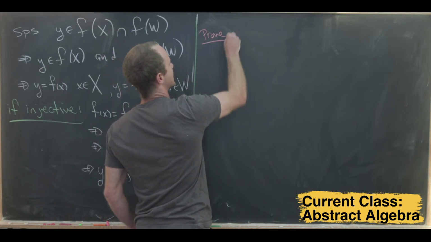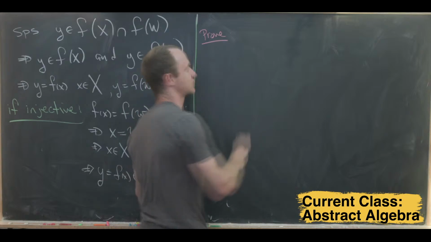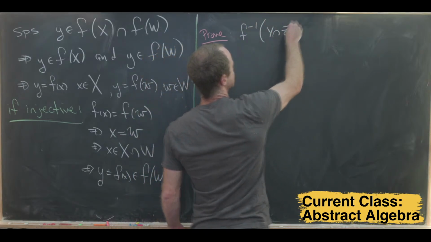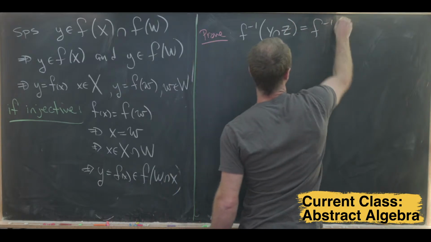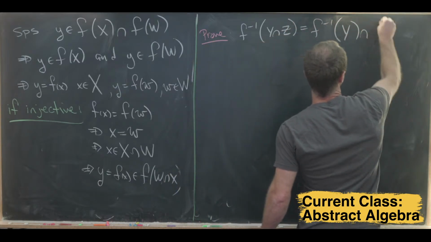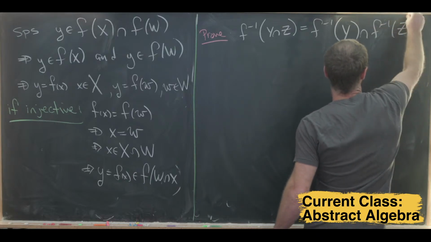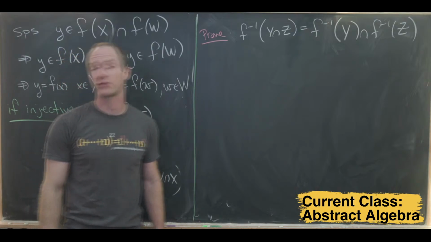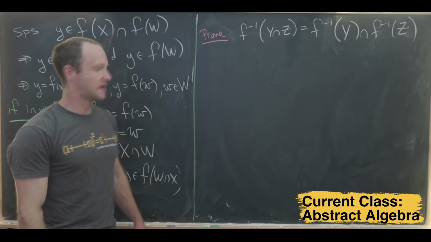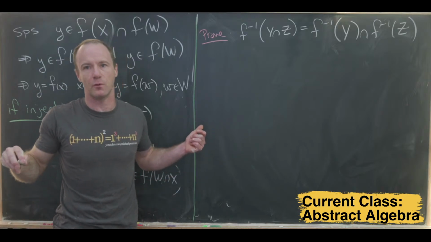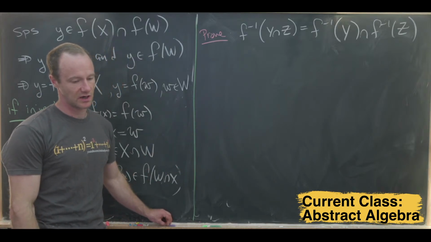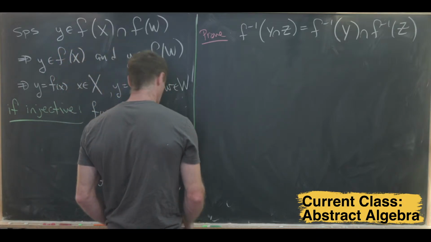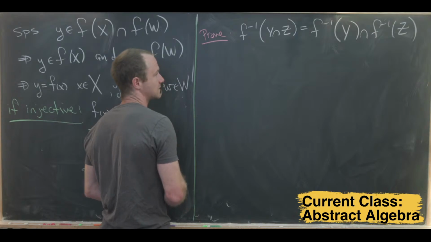So we have the same setup with the functions. Let's prove f inverse of y intersect z equals f inverse y intersect f inverse z. And now I really abuse notation. This isn't really f inverse, this is like the pre-image. So it turns out the pre-image is better behaved than the image. You get these equalities all of the time. Okay, so let's see how to do this.